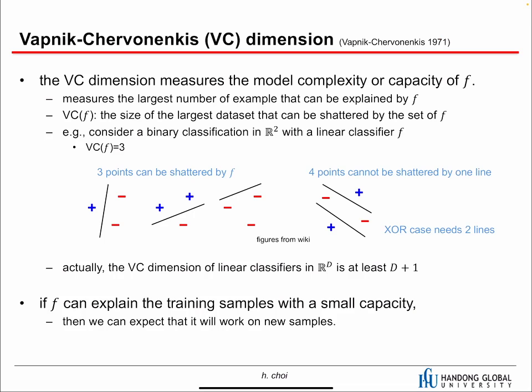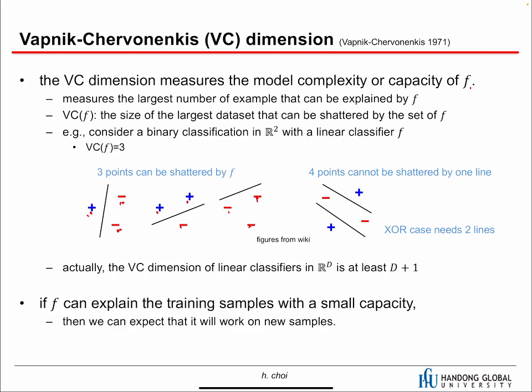To answer that question, we're going to introduce VC dimension first. The VC dimension measures the model complexity of F. And it measures the largest number of examples that can be explained by F. Okay, so let's take some examples. When we have 3 points, then no matter how these samples are classified, the linear classifier can separate them. So this is one way or another and another. So we can separate the 3 samples.